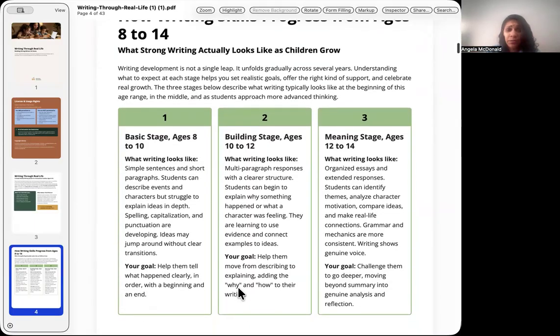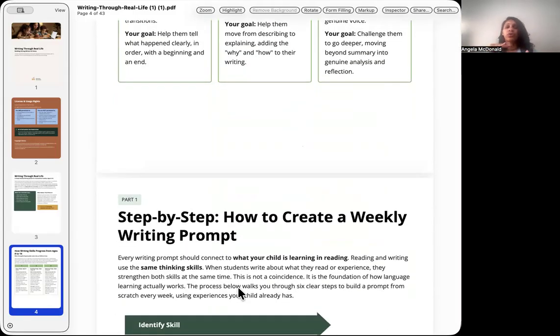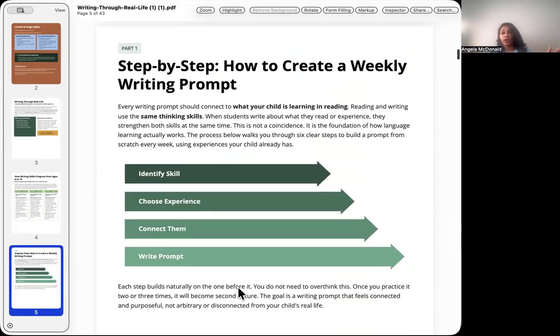The goal for this basic stage is to help her to be able to tell me what happened clearly, in order, beginning to end, or whatever the skill is that we're working on. So in this instance, it's going to be on comparing and contrasting the different themes, the characters, the settings in that story. If you know what it's supposed to look like at every stage, then it's easier to create the prompt. So this is step by step how we're going to do this.